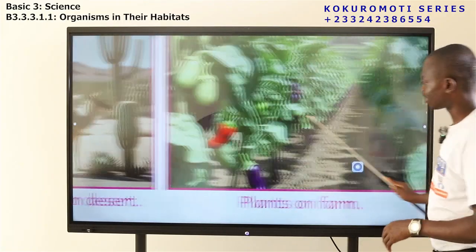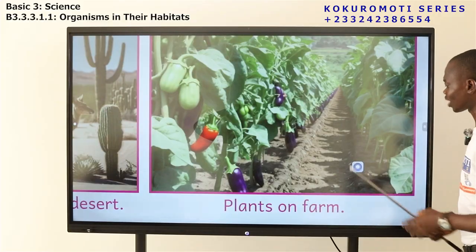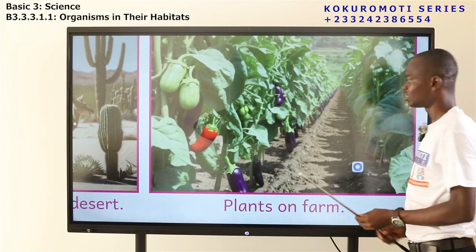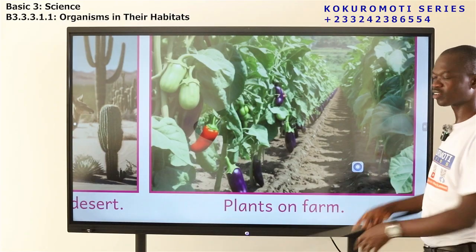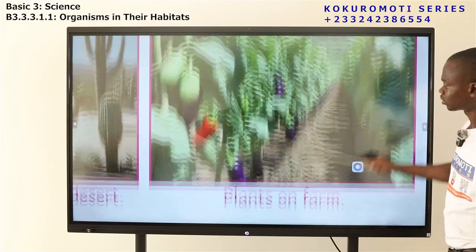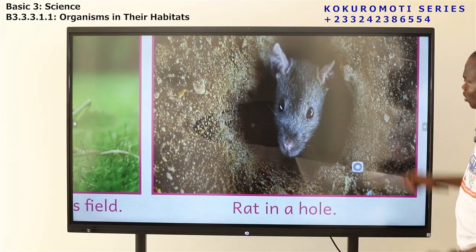Now let's go to this side. What do you see here? So we have plants on what? On farm. So if you have a farm and you have plants on it, it means that plants like this cannot live in water bodies. They live on farms, on land. Okay, the next picture is a rat in a hole. Look at this.